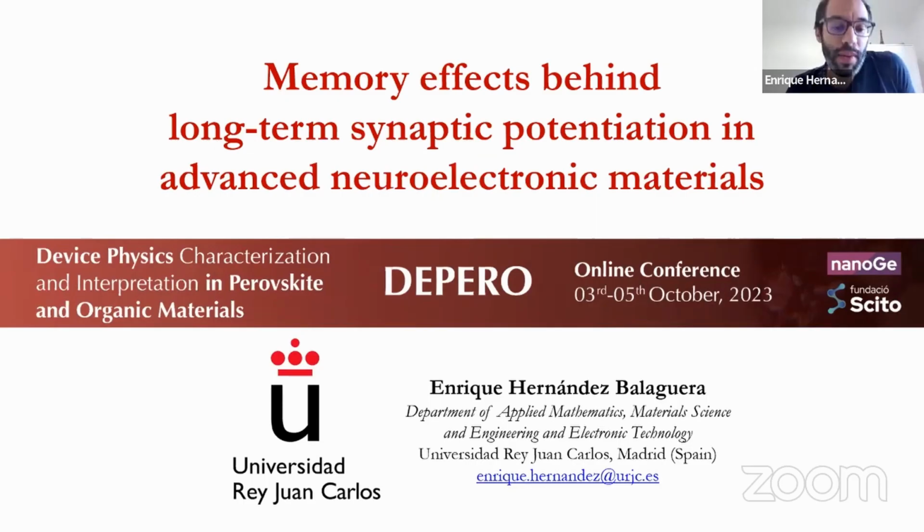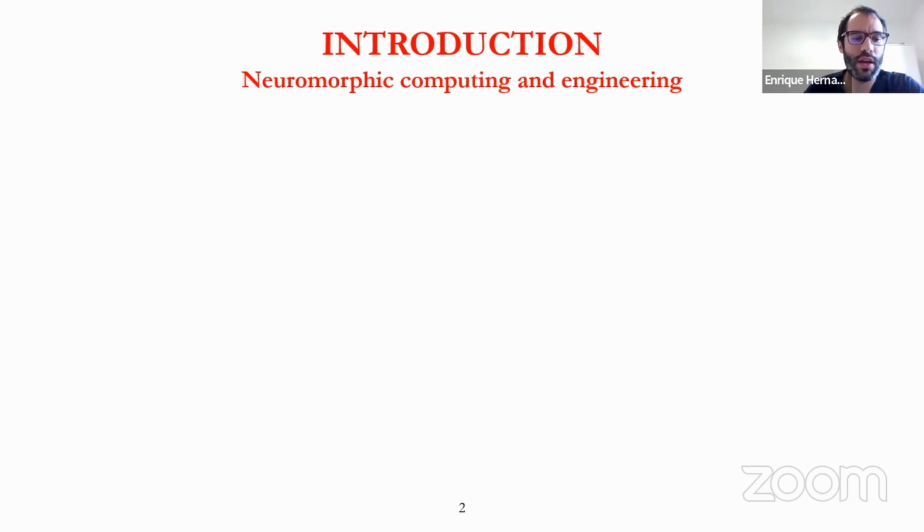My presentation focuses on artificial neurons and how the famous metal-halide perovskite can emulate one of the most important functionalities of the brain. Previously, the previous speaker talked about this phenomenon, which is long-term potentiation. Indeed, artificial neurons are one of the most fundamental parts of neuromorphic computing and engineering.